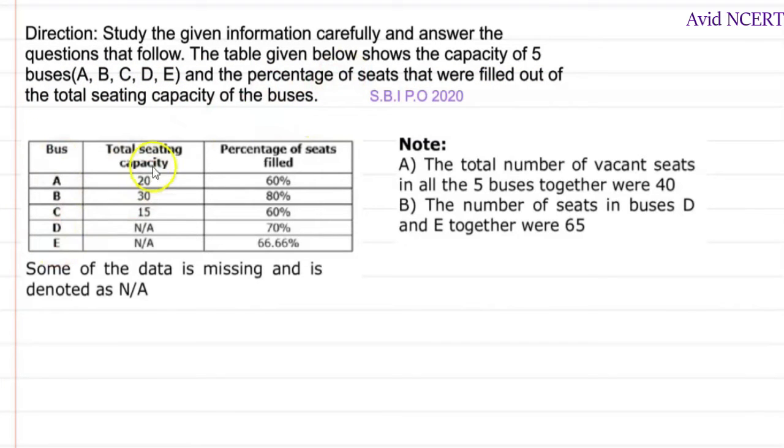So this is the bus name, total seating capacity and the percentage of seats filled. Some of the data is missing and is denoted as NA, not available. So the data is not available for bus D and E. Note, the total number of vacant seats in all the 5 buses together were 40 and the number of seats in buses D and E together were 65. So, first let's find the data for D and E.